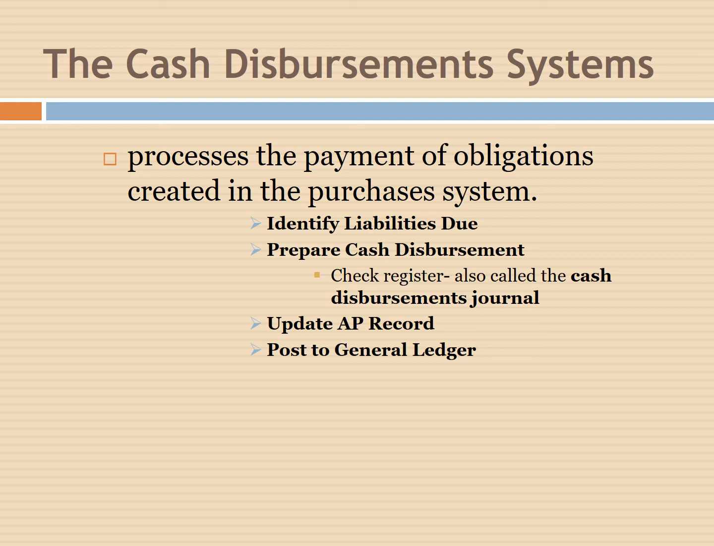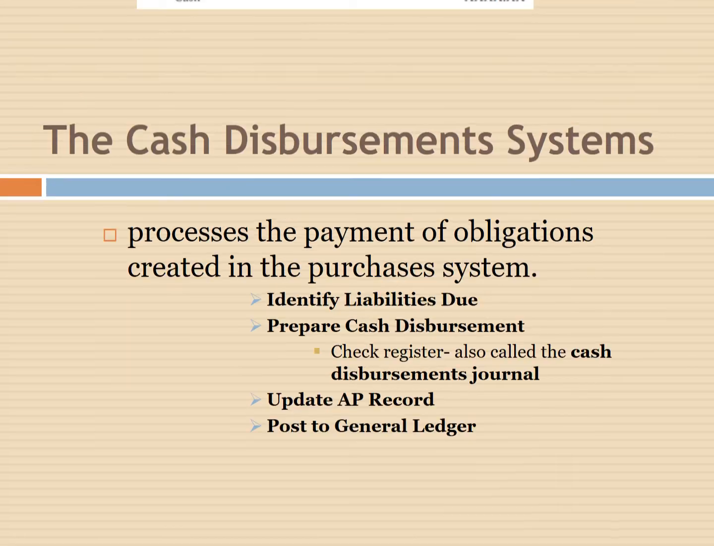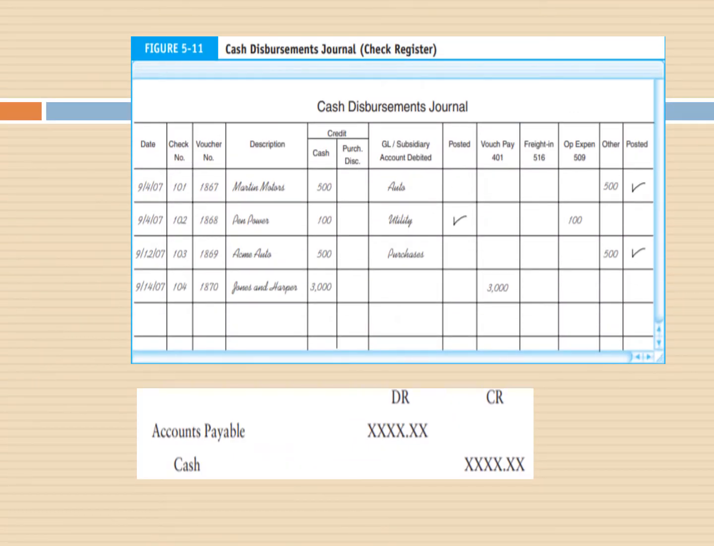In receiving the journal voucher from cash disbursement and the account summary from accounts payable, the numbers are reconciled with the accounts payable summary, and the accounts payable control and cash accounts in the general ledger are updated accordingly. So this is the cash disbursement journal, which is called the check register.